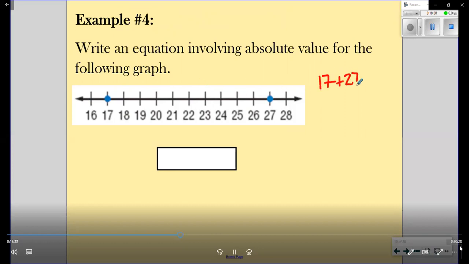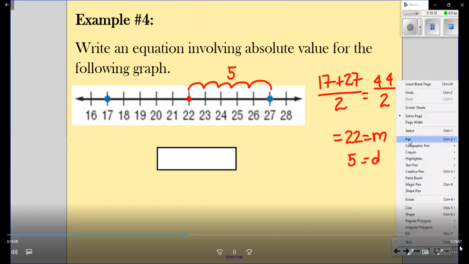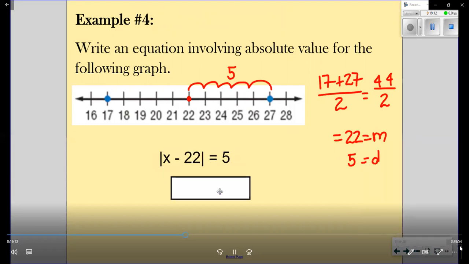So you have 17 plus 27 over 2, that's divided by 2 numbers. You get 44, and then your middle number, I'm going to put M for that, is going to be 22. Then you count 1, 2, 3, 4, 5. So that's 5, so that should be 5 also. Now you know that your middle number is 22 and your distance is 5. So when you write it in the formula, it'll be x minus 22 equals 5. And don't forget the absolute value symbol.